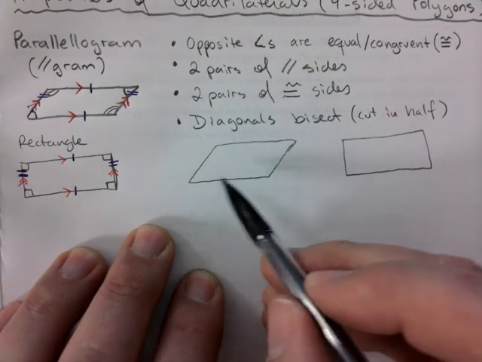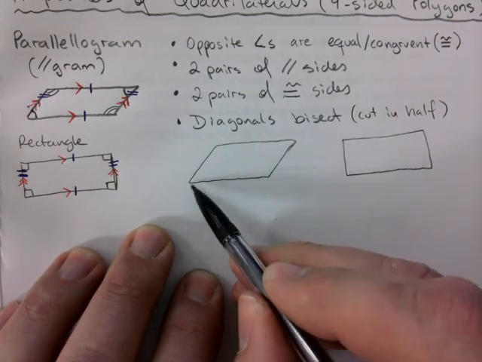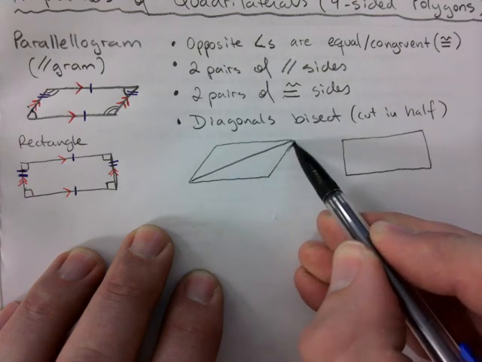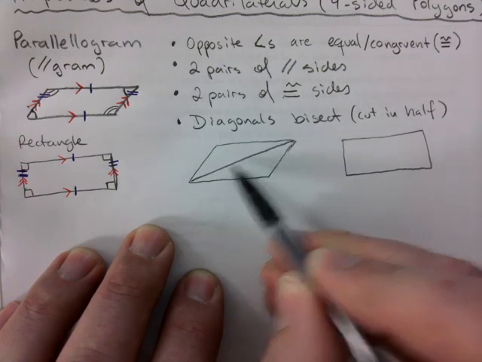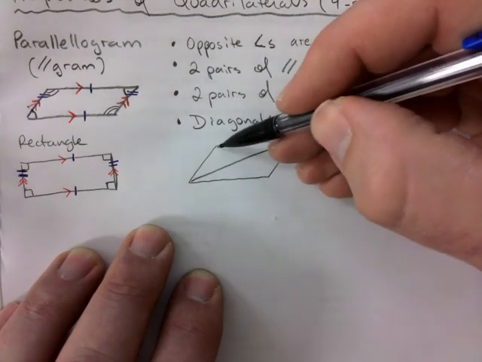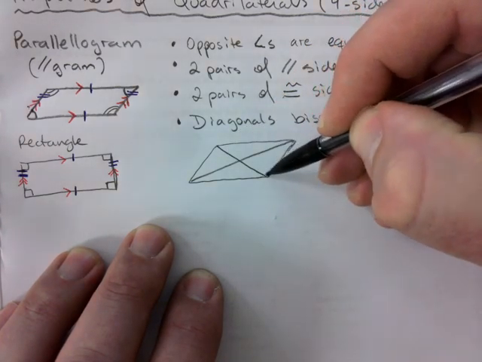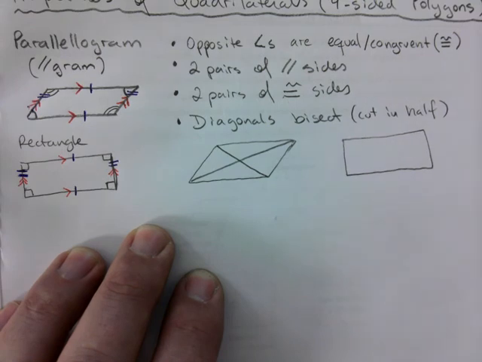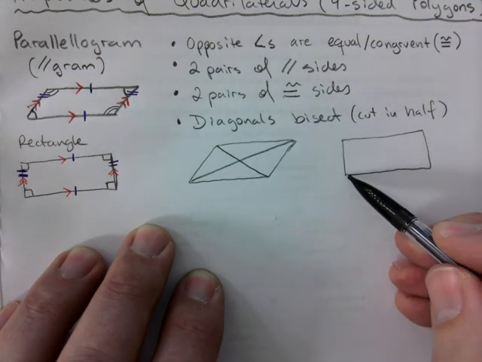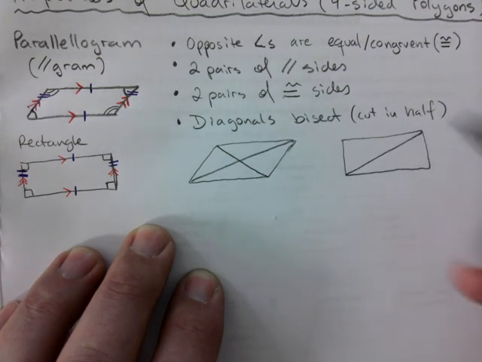And diagonals are like this. You go from corner to corner. So you go across like this. The parallelogram has a long diagonal, this one right here, and a shorter diagonal. Okay. And let's make the same thing with the rectangle.